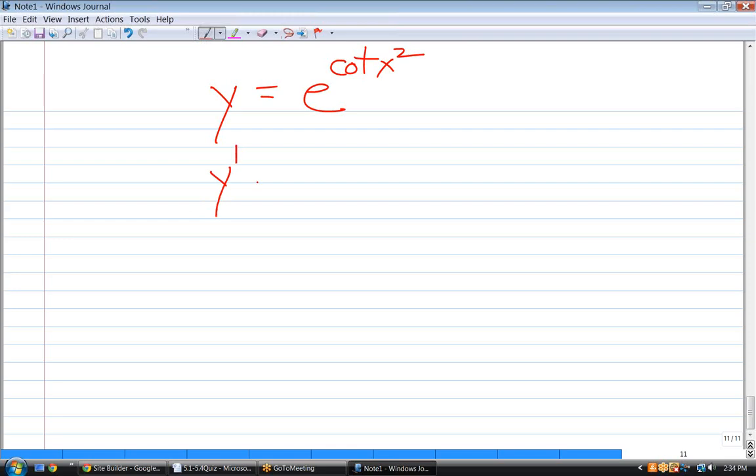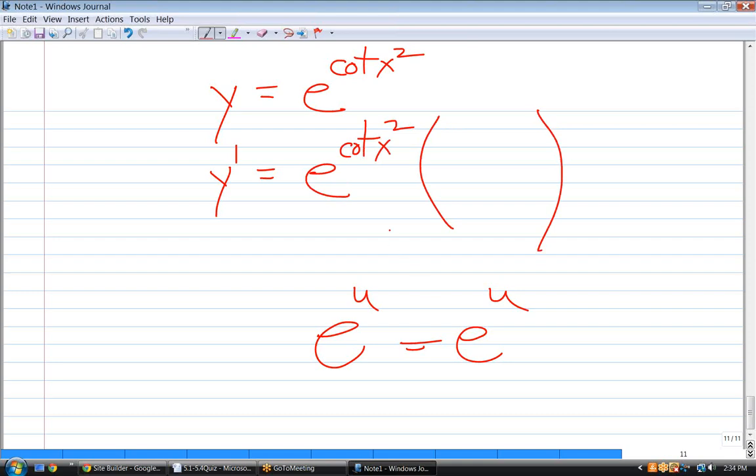So what's the derivative of the outside? The derivative of e to the u is e to the u. So it's e to the cotangent x squared. That's the derivative of the outside. And then we want to do the derivative of cotangent x squared, and then the derivative of x squared. So what's the derivative of cotangent of x squared?